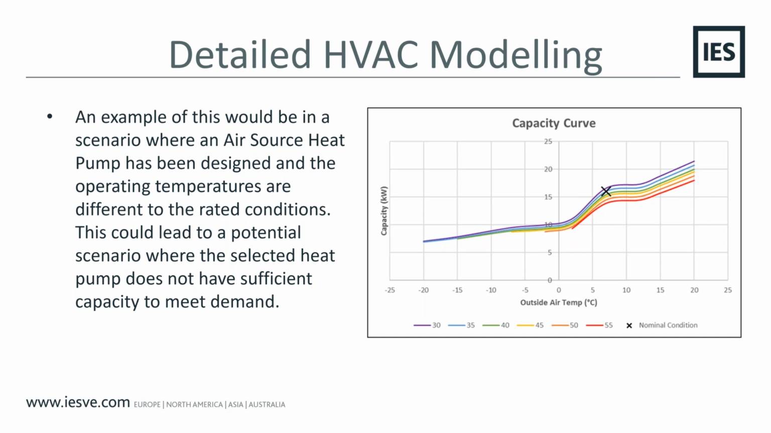Now, if this were to be a problem, then this is something which would be evidenced in the operational model, where if we had an undersized heat pump, we would start to see issues with space temperatures not being met. So there'd be a number of unmet load hours where rooms were not meeting their heating set point. That would be a red flag that there was a potential issue with the design that we would want to look to rectify.